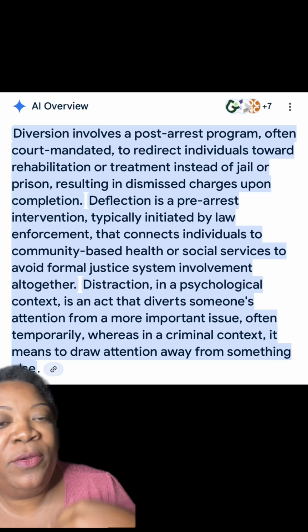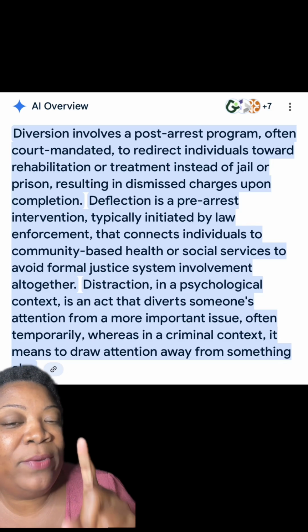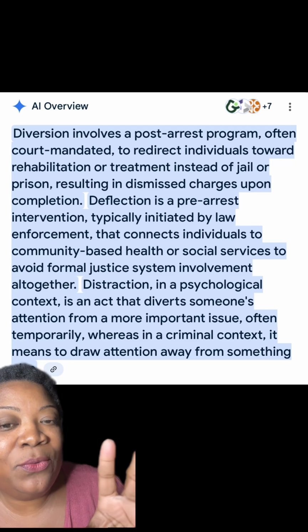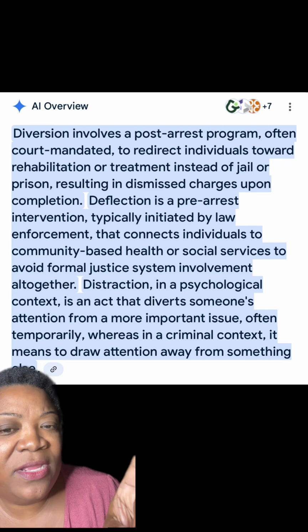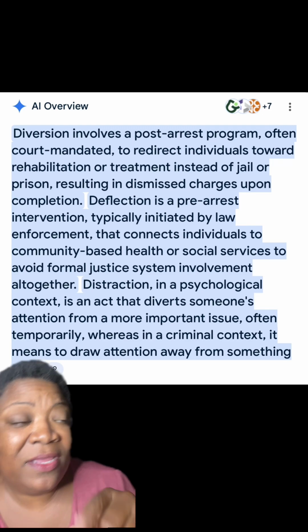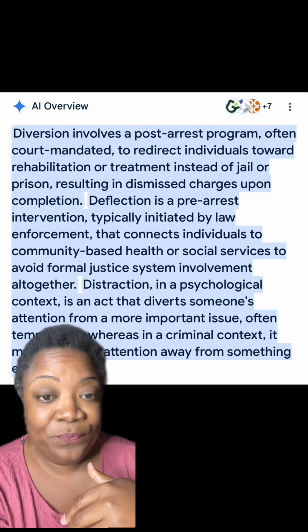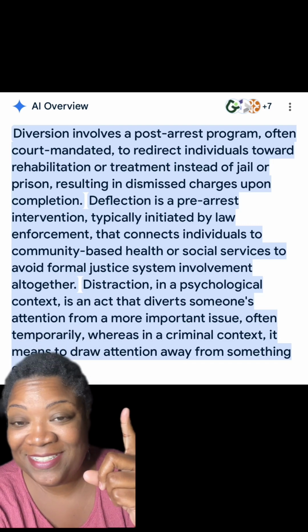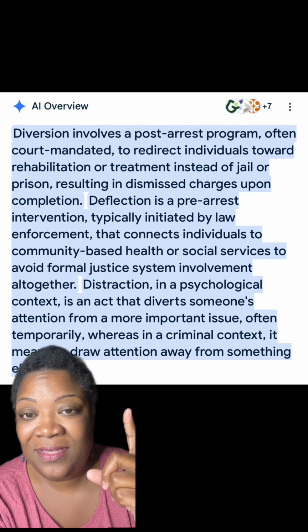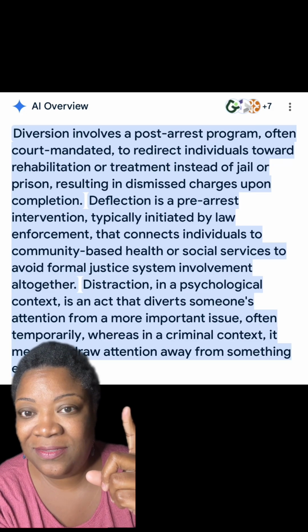All right. A distraction, this is psychological, and it is an act that diverts someone's attention from a more important issue, often temporarily. Temporarily is the key word here, okay? Whereas in a criminal context, it means to draw attention away from something else, right? So someone dying is not a distraction. That's a permanent thing. It's not a distraction. Okay?